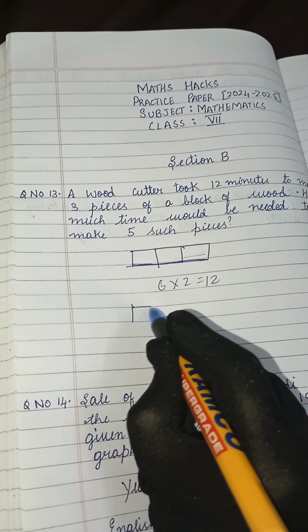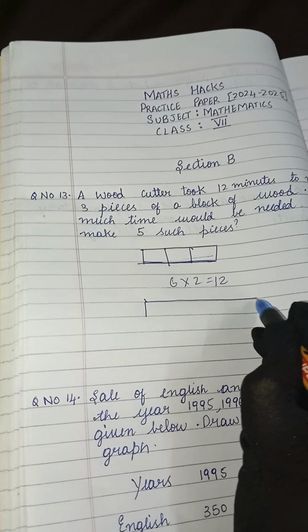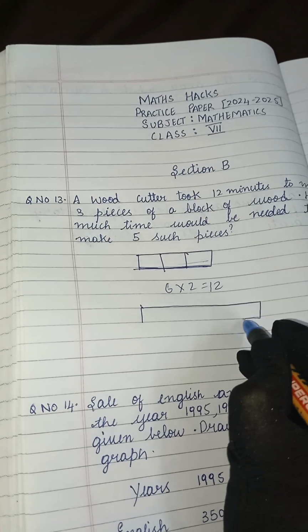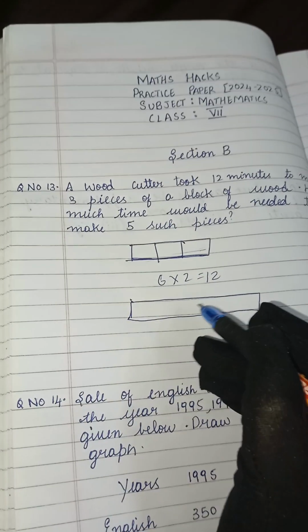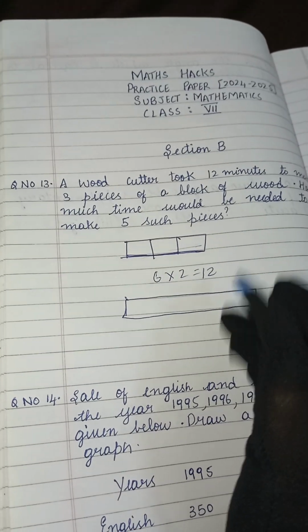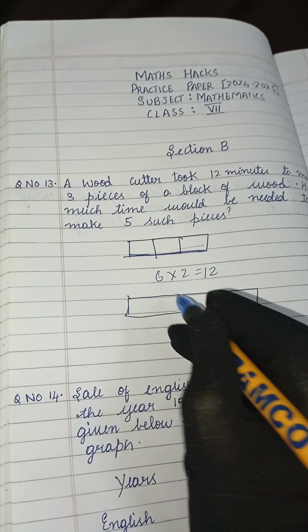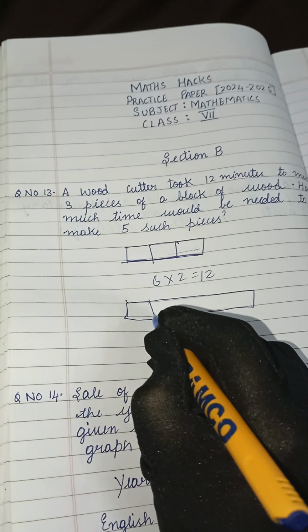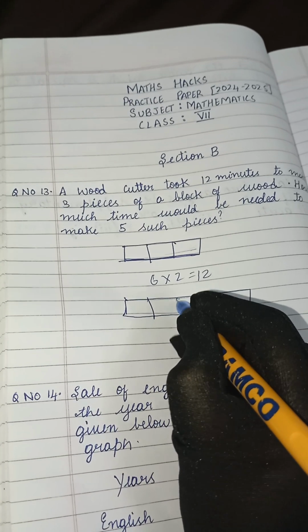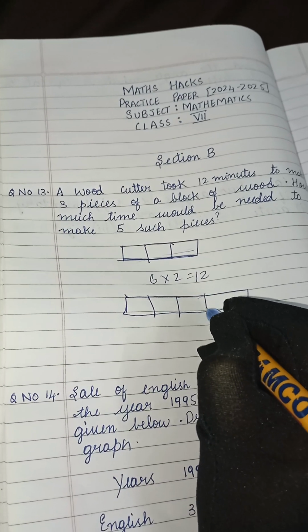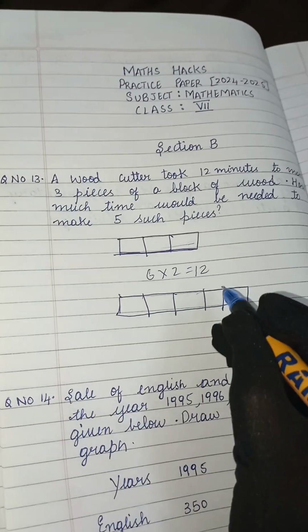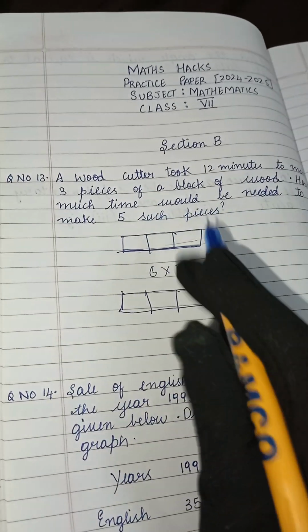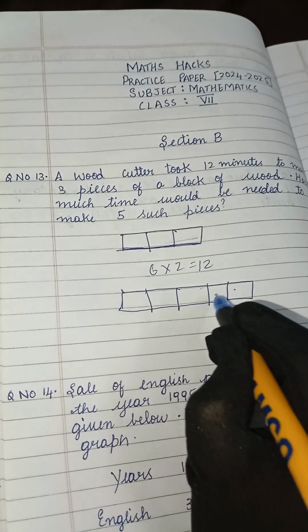So let us draw a diagram here to understand easily. This is the block of wood, right? Now what is the woodcutter doing? He has to cut this block into 5 pieces. So how many cuts will he make? This is the first cut. 1, 2, 3, 4. He has made 4 cuts. How many pieces did he divide this block into? 1, 2, 3, 4, 5.